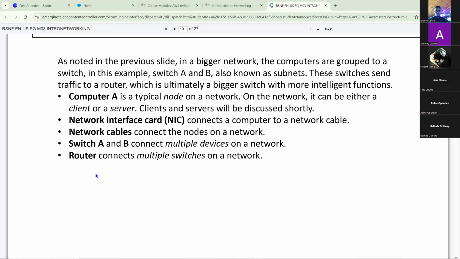You'll get to see how these things work. I just need to mention that when you come to the cloud, the subnets are categorized into two: the private subnet and the public subnet. Hope that makes sense. It's high level, but we'll get to it when we get to the VPC. Don't worry. So these switches send traffic to a router, which is ultimately a bigger switch with more intelligent functions.